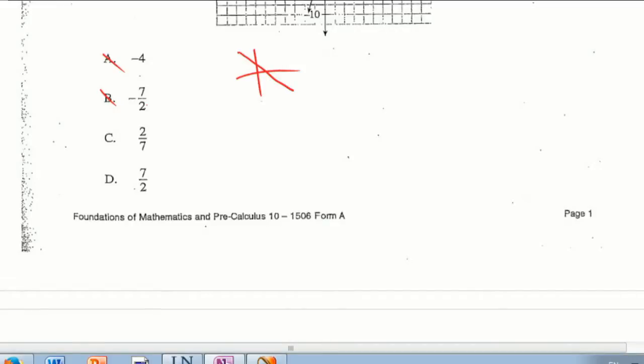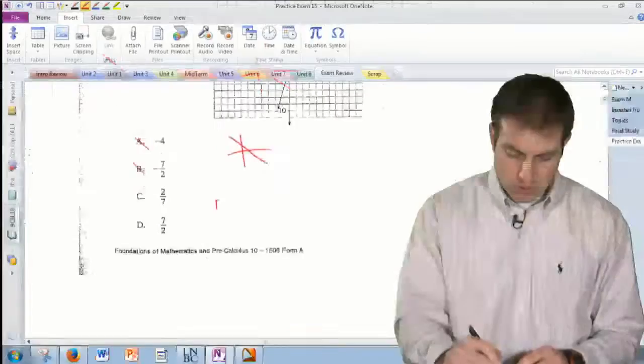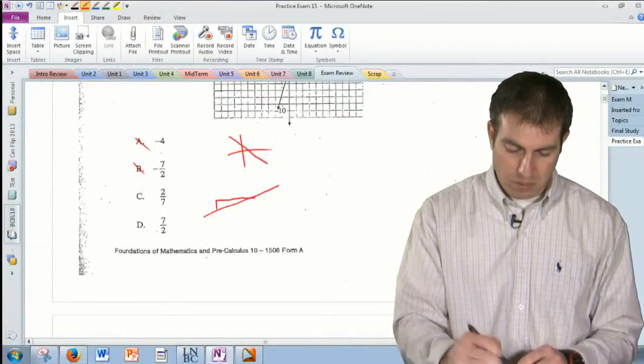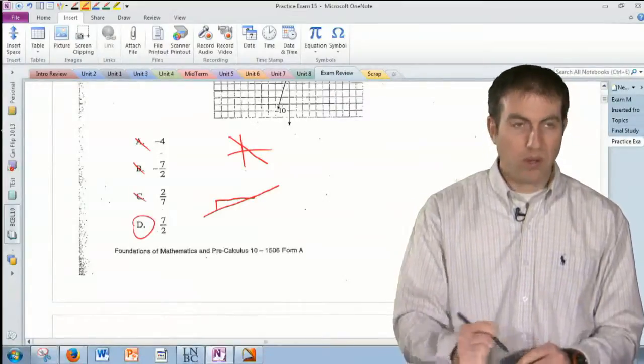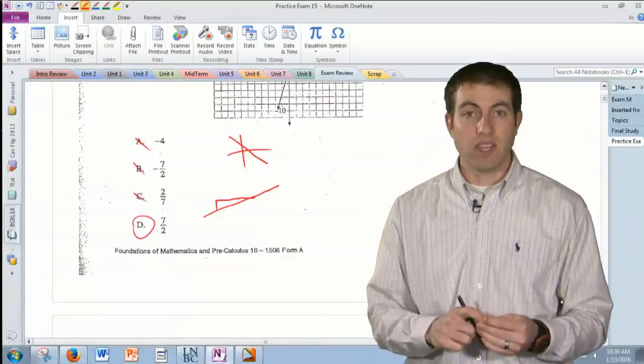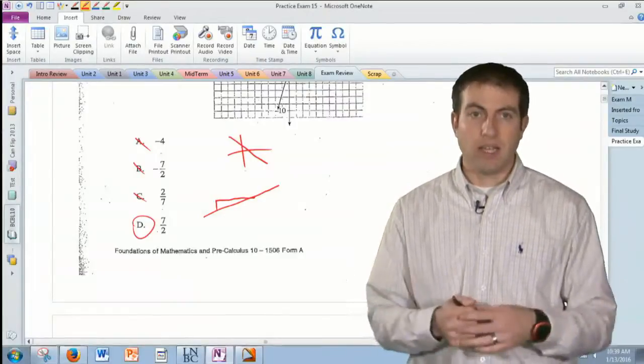Without even counting dots on the graph, I can just look at it and say, okay, rise is going to be 2 and run is going to be 7. I go up 2 over 7. It's going to be a really shallow slope. The graph up above is really steep. So without even looking closely at the graph, I can identify the answer to the question.